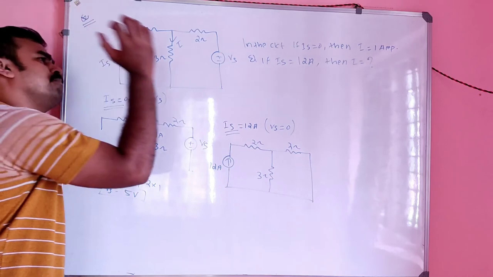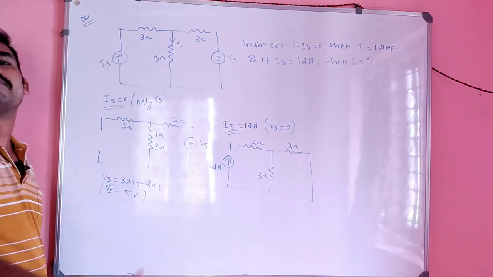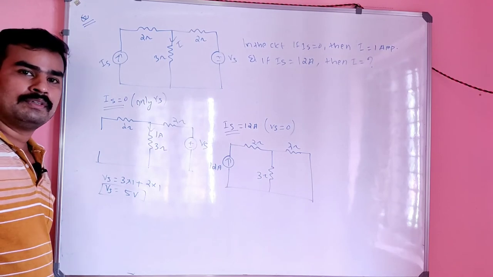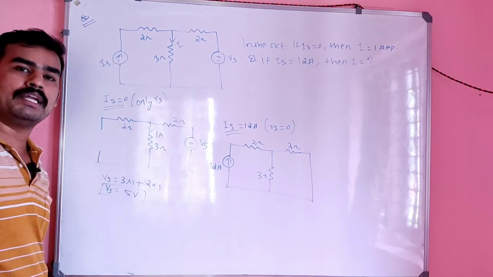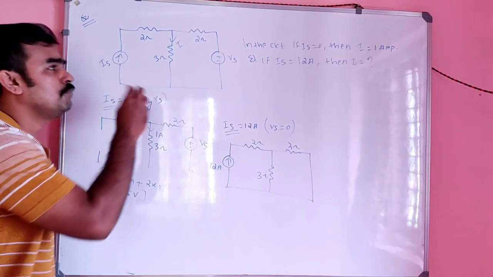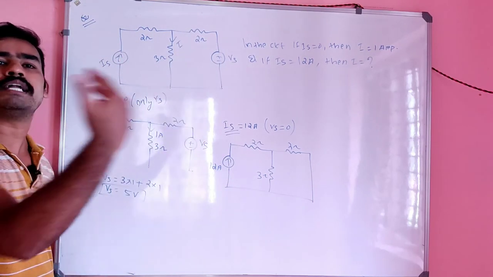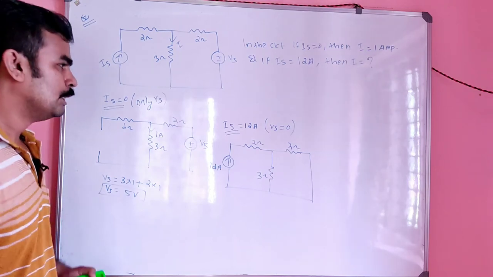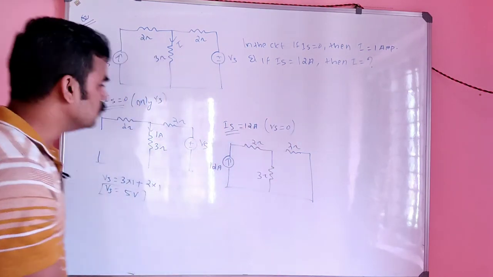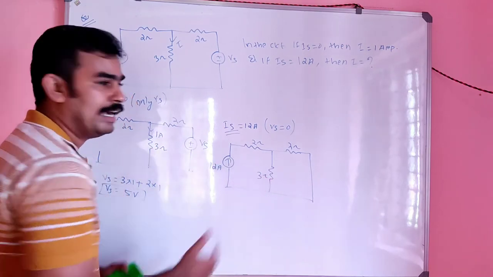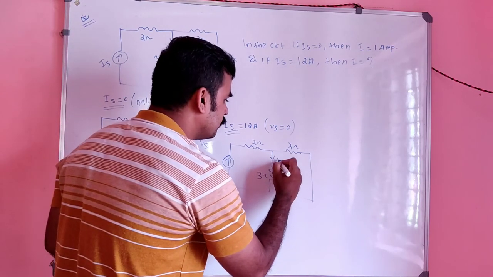Superposition principle. So whenever you feel there are two or more sources, you can apply superposition. This Funda rule you have to keep in your mind all the time. Whenever you feel like there are so many sources, you can go for the superposition principle. So Is equal to 12 means Vs equal to 0. Is equal to 0 means only Vs.